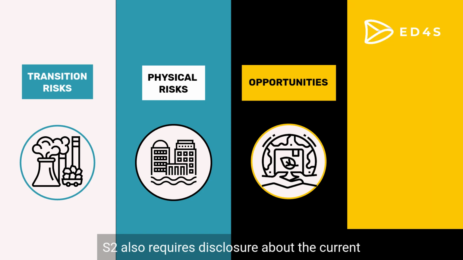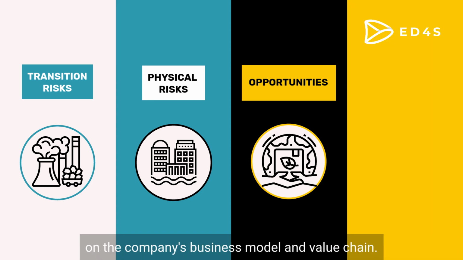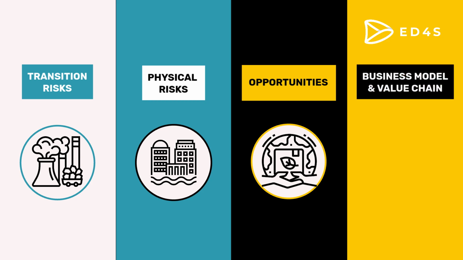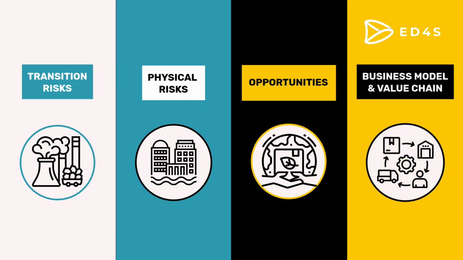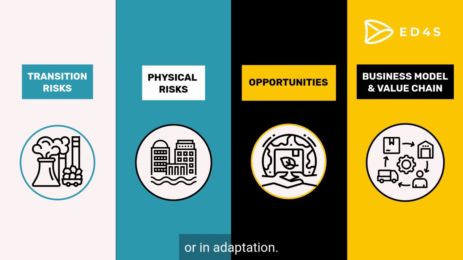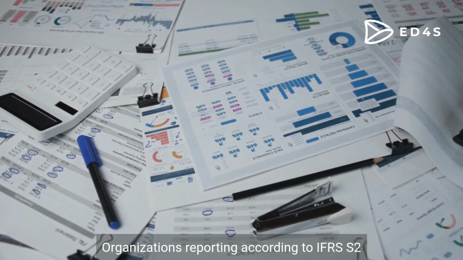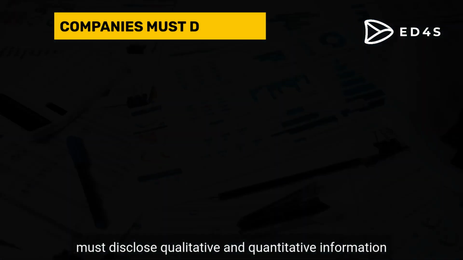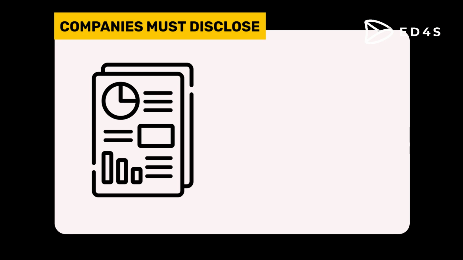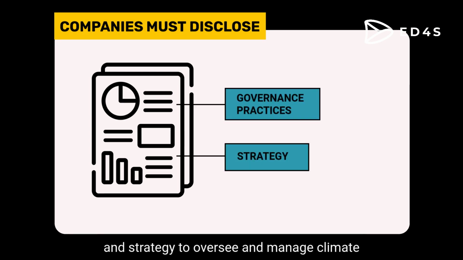S2 also requires disclosure about the current and anticipated effects of climate change on the company's business model and value chain. For example, investments in research and development of low-carbon products or in adaptation. Organizations reporting according to IFRS S2 must disclose qualitative and quantitative information regarding their governance practices and strategy to oversee and manage climate-related risks and opportunities.